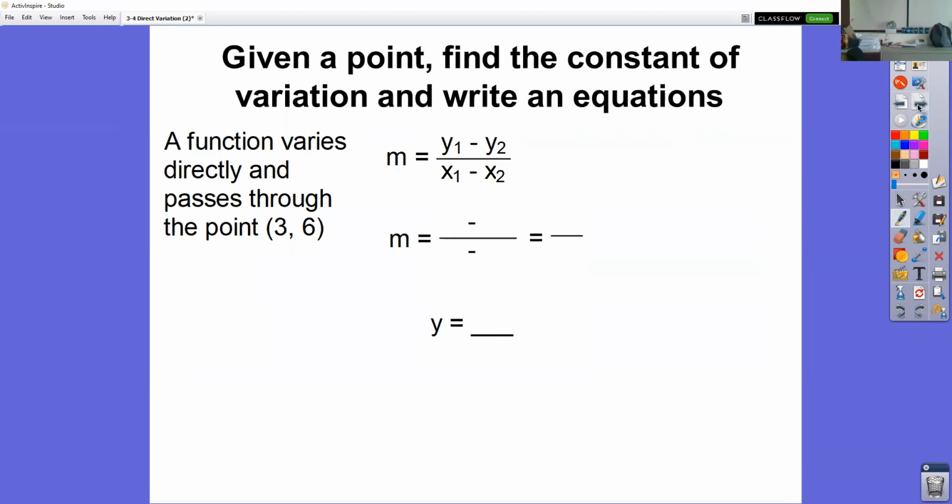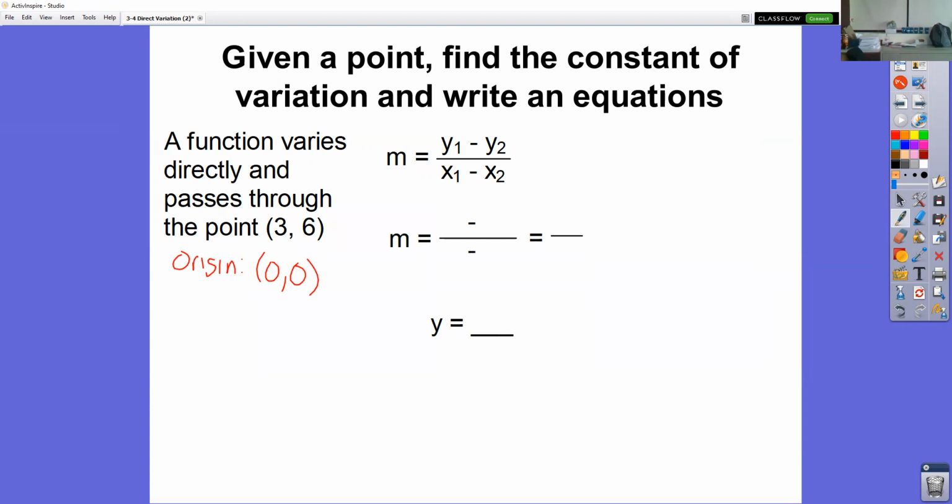Okay. Given a point, find the constant of variation and write an equation. So a function varies directly and passes through the point 3, 6. You'll say to Mr. Khan, there's only one point. How can we use the formula? Well, we said that the origin is where we start. And we know that the origin is the point 0, 0.